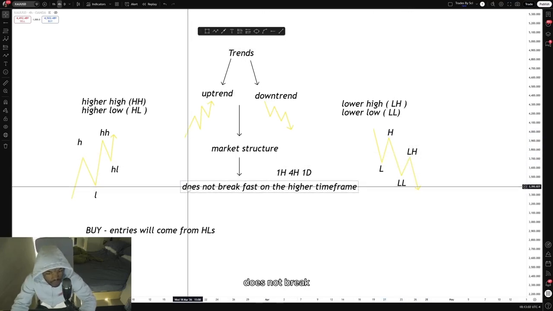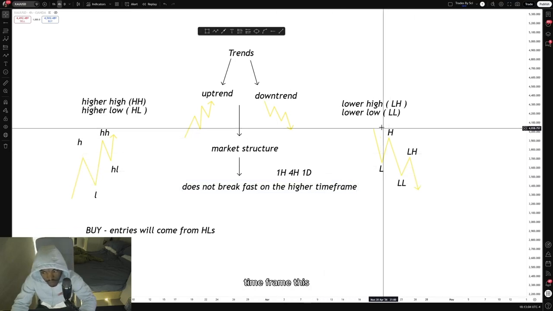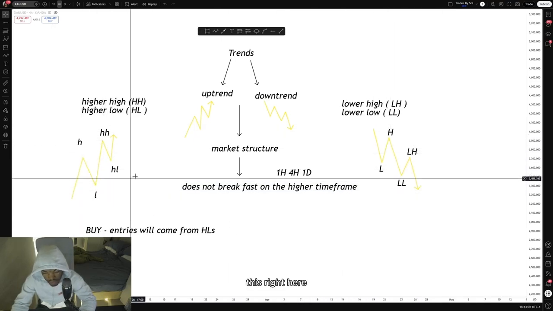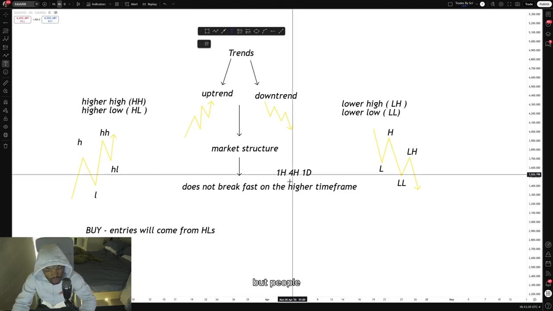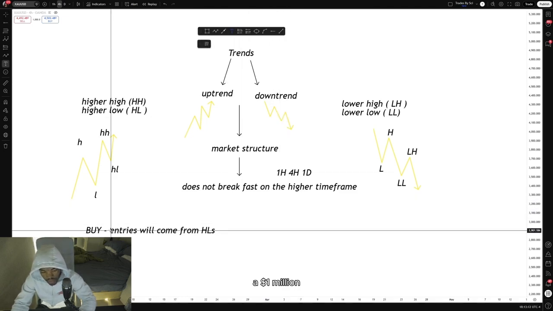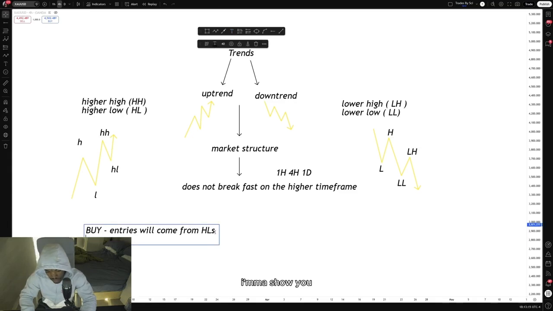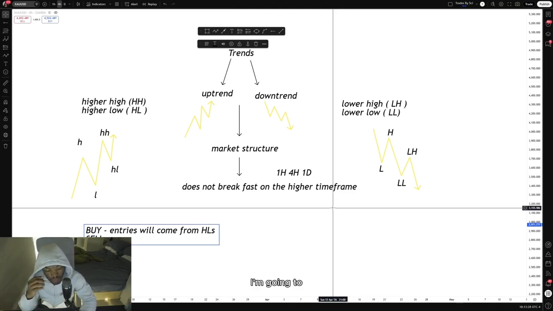Now, when I say does not break fast on the higher time frame, this is the standard. This right here is the standard. This is all you need, but people are going to gatekeep it from you and charge you $1 million to learn this. But I'm going to show you later down the line, course video by course video, that this works 100%. I wouldn't even say 100%. I would say it works if you put in a method. But later down the line, I'm going to show you that this works time again. So also with sales, entries will come from lower highs.